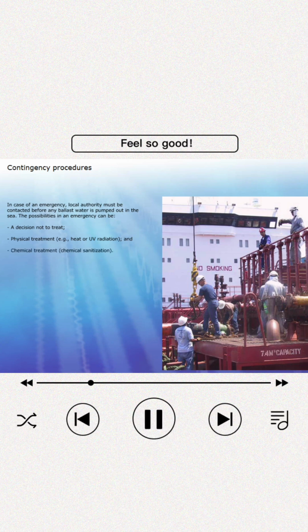In case of an emergency, the local authority must be contacted before any ballast water is pumped out in the sea. The possibilities in an emergency can be a decision not to treat, physical treatment, for example heat or UV radiation, and chemical treatment, chemical sanitization.